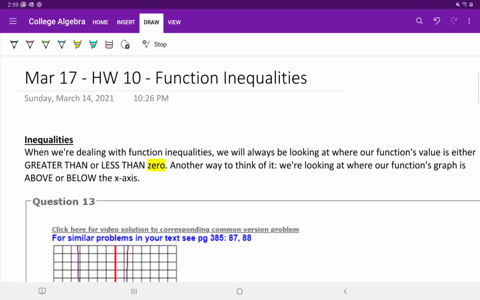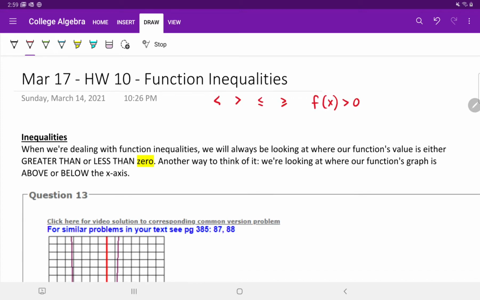Hello students. In this video we're going to be talking about homework problems that contain function inequalities. Remember, inequalities are less than, greater than, less than or equal to, or greater than or equal to. So these are going to be questions that involve things like find the values where f of x is greater than 0 or something like that.